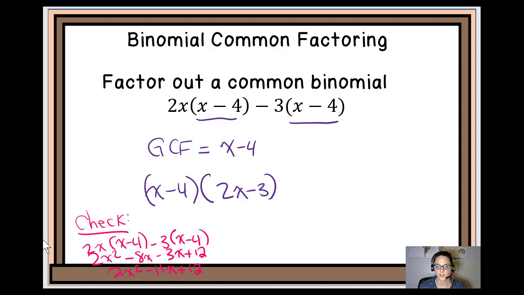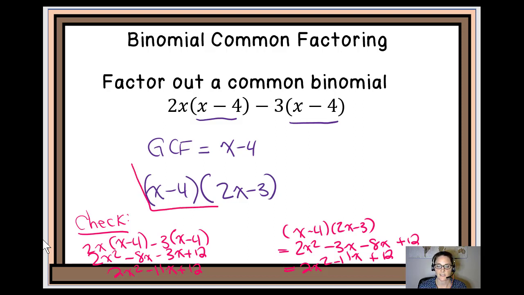And now I'm going to check my answer. So I have x minus 4 times 2x minus 3. And again, using FOIL, x times 2x is 2x squared. x times negative 3 is negative 3x. Then we have minus 8x plus 12. Combining my like terms in the middle, 2x squared minus 11x plus 12. So if you look at my left side and my right side, they match. So that means the answer is in fact x minus 4 times 2x minus 3.